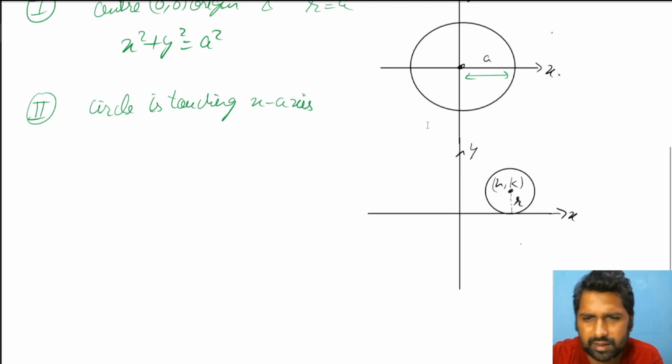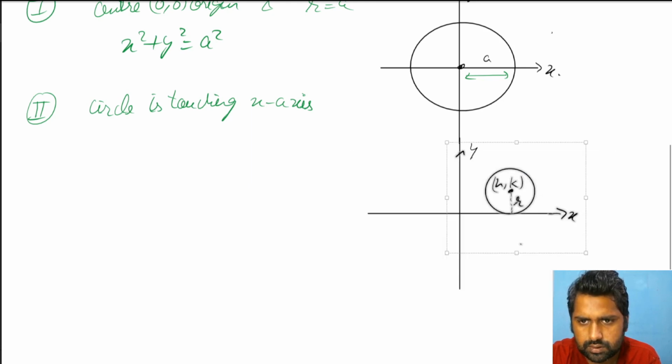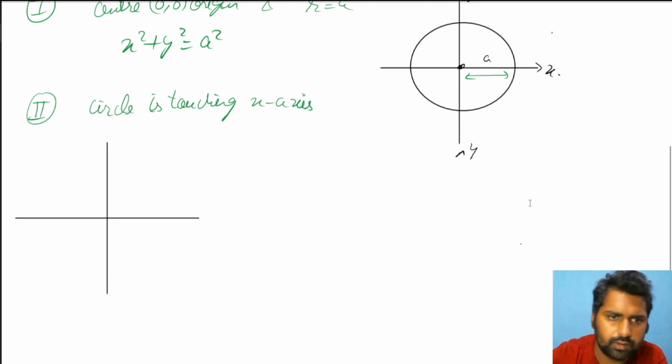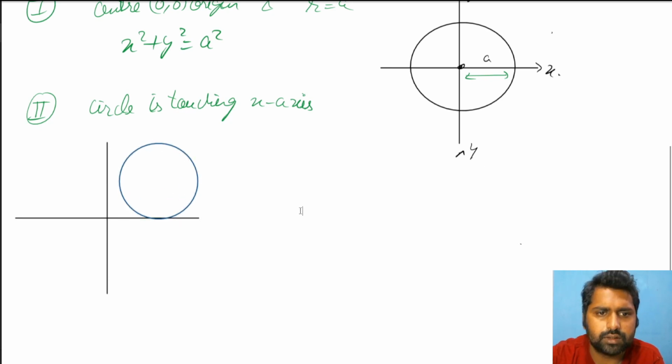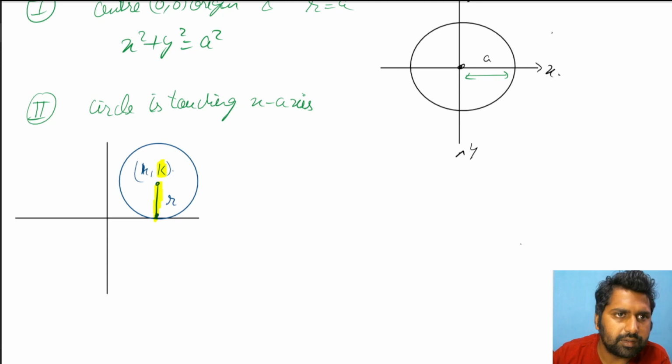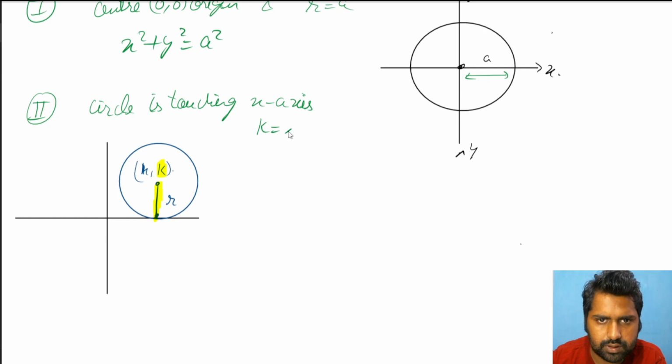I'll magnify the diagram so that you can see it better. I'm saying that this distance is r, and the center is h comma k. Can we develop the condition now? The condition will be that this vertical distance is the y coordinate. That means the condition here is that k is equal to r.